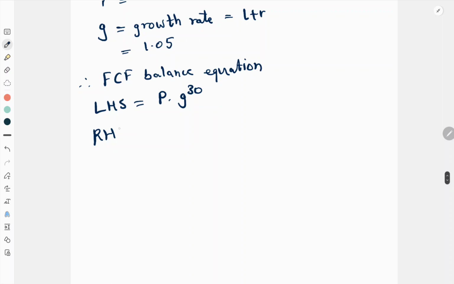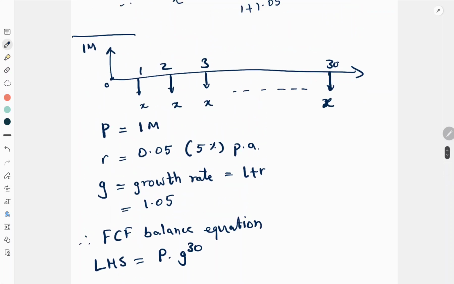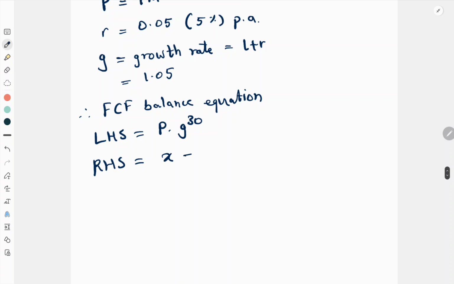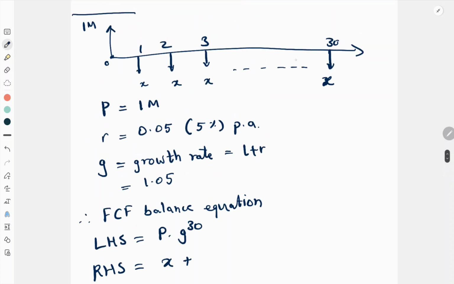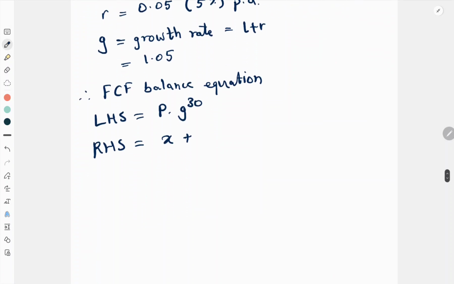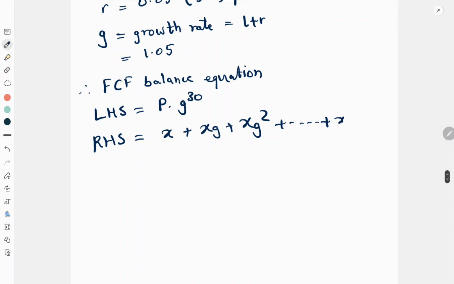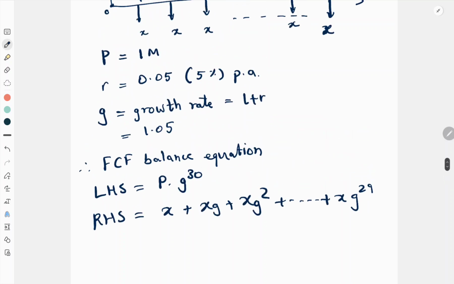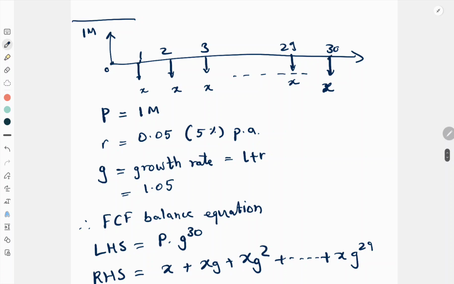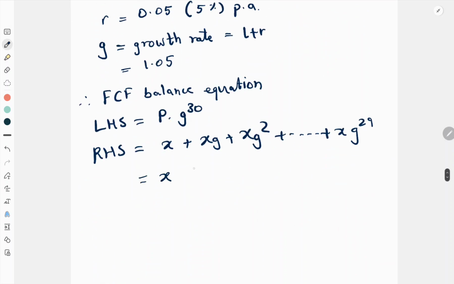And the right hand side, let's start from the very end and move backwards. X plus this: at the end of 29 years there was an x here, so this grew to 1.05 times x, or g times x, at the end of 1 year, starting at year 29. X plus xg plus xg squared plus, how many terms are there? There's exactly 30 terms, we know that, up to xg raised to 29, because from the end of the first year to the end of the 30th year there are 29 years in between, which is x times 1 plus g plus g squared all the way to g raised to 29.